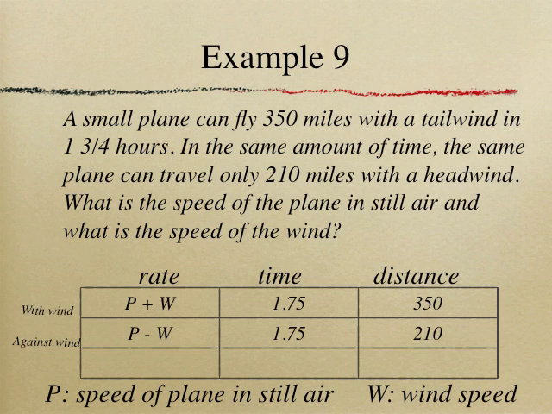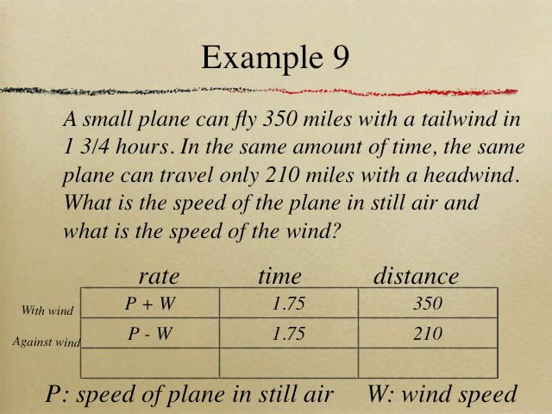Now, when it says 350 miles with a tailwind and 210 miles with a headwind, you may not know exactly which one is going with the wind and which one's going against, but if you think about it, it's going to go further if the wind's helping it. So put 350 with the P plus W. And it's not going to go as far if the wind is hurting it, so 210 goes with the P minus W.